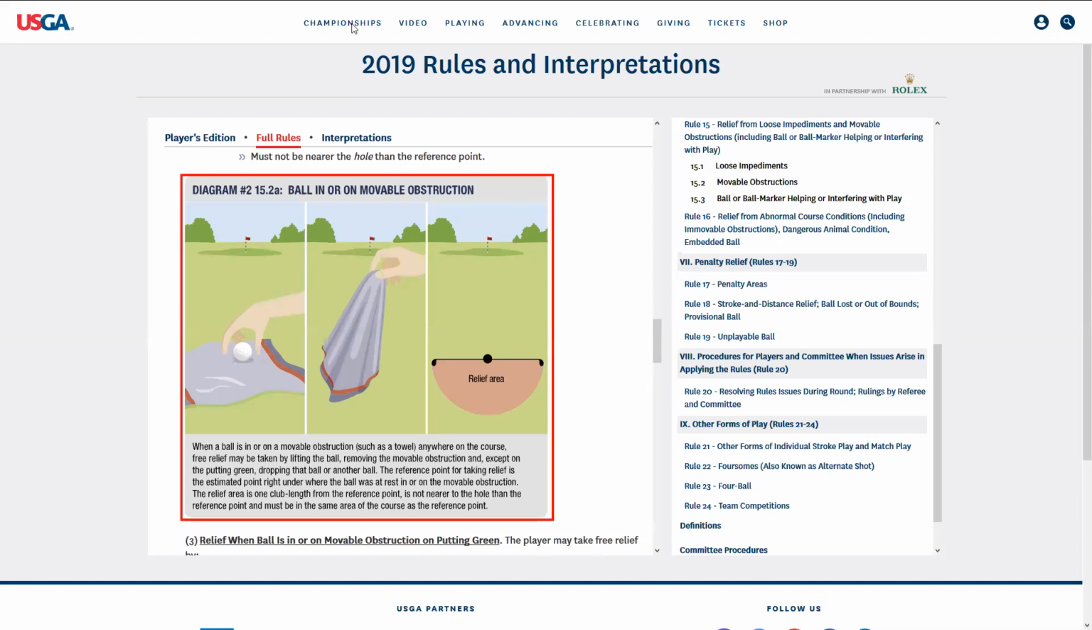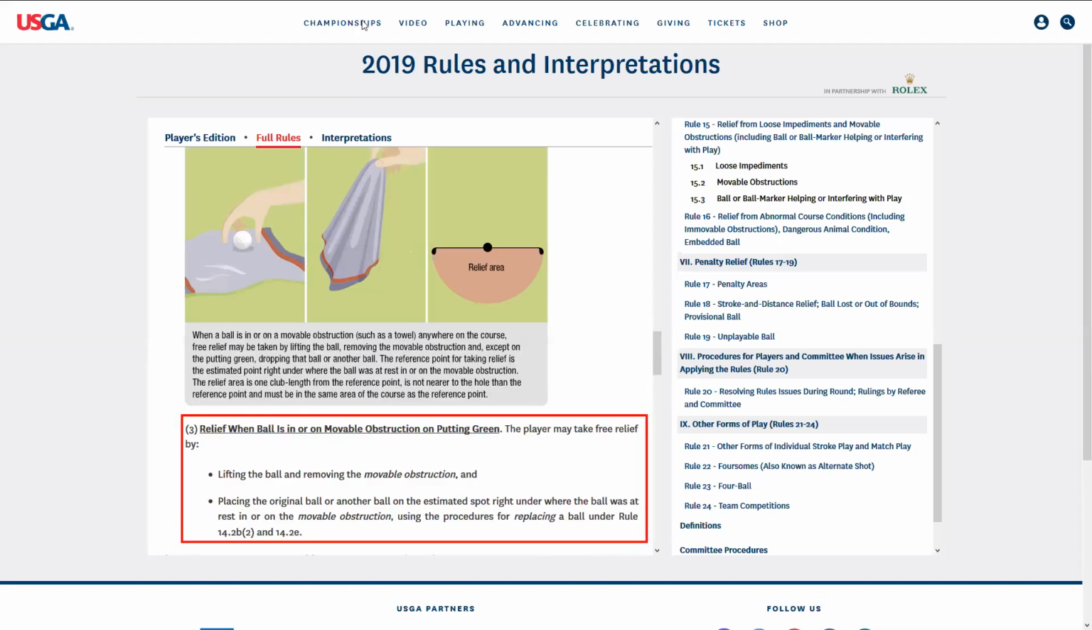Part 3 at the bottom of the page. Relief when ball is in or on movable obstruction on the putting green. The player may take free relief by lifting the ball and removing the movable obstruction and placing the original ball or another ball on the estimated spot right under where the ball was at rest in or on the movable obstruction. So if the ball's on the putting green, you're going to place the ball.